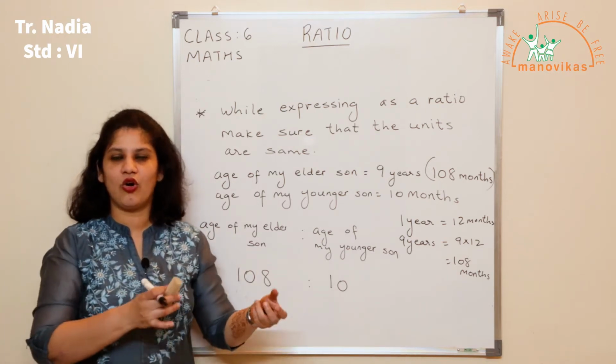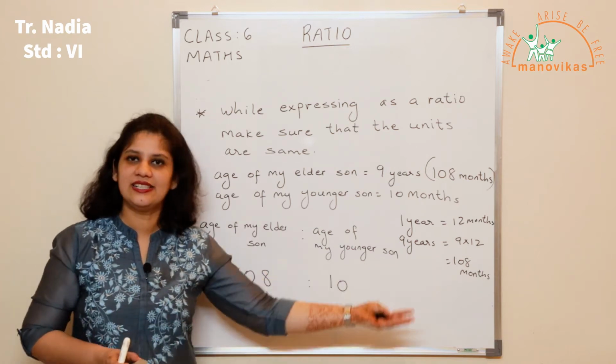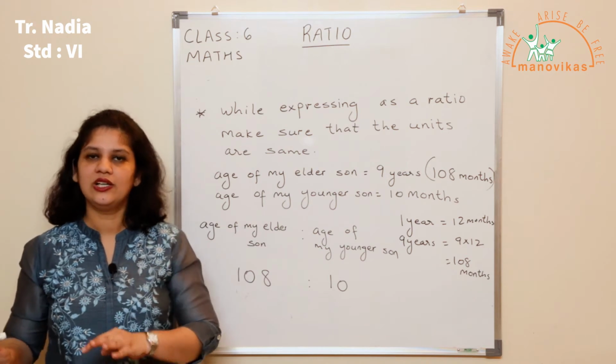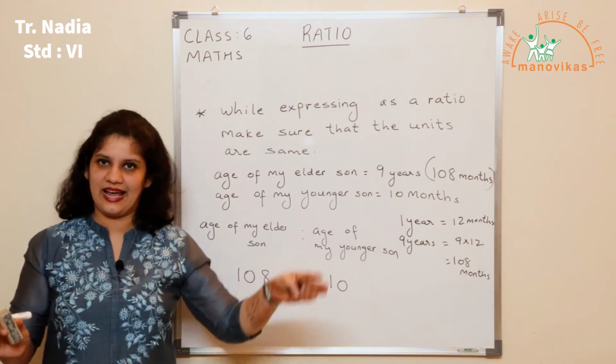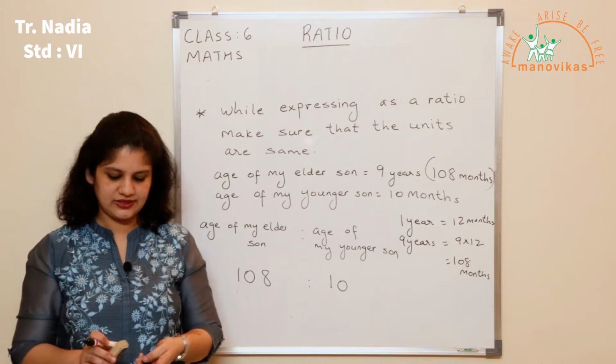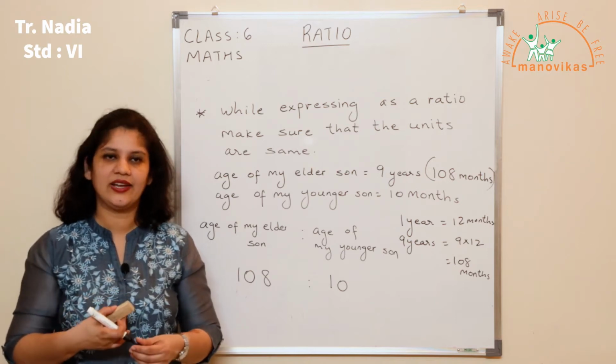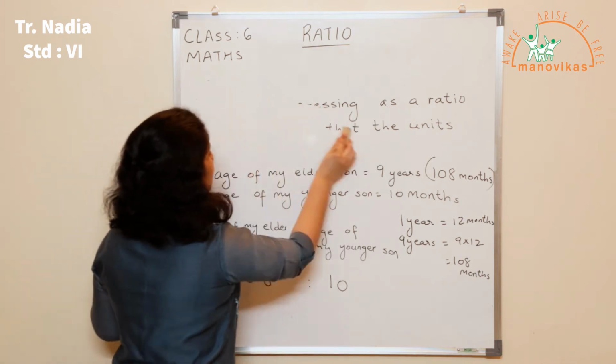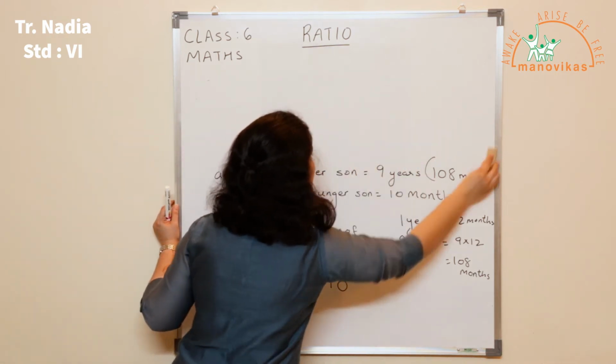Similarly, if one of your quantity is in kilogram and the other is in gram, you cannot express it as a ratio. You have to make sure that both the quantities are either grams or both are kilograms. Okay, I will explain this to you again when I come to the exercise. So this is the second rule, that they have to be in the same unit.